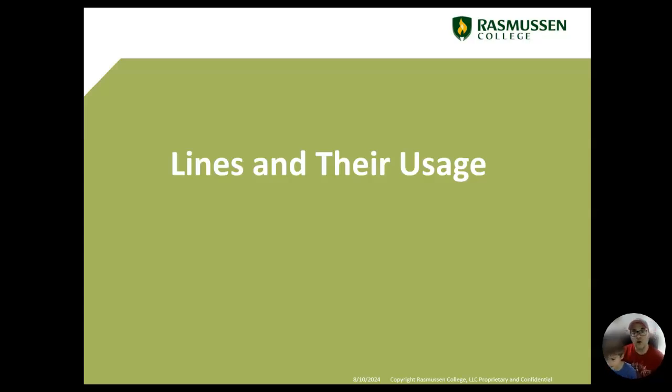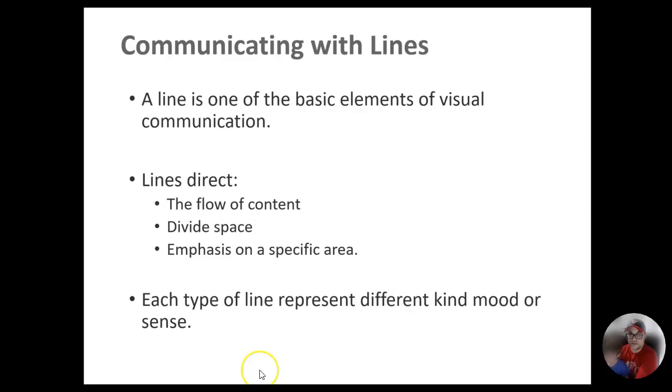Well done. So I figured we'd end our whole first week with talking about lines. Because remember, when we talked about lecture, we talked about the history of visual communication in the medium. And we also talked about the first response type, which was sensory communication, right? What's involved with sensory communication was colors and balance and nonverbal communication. But we also have lines, and lines are pretty important, right? Lines are one of the basic elements of visual communication. Lines direct the flow of content, they divide space and emphasis.